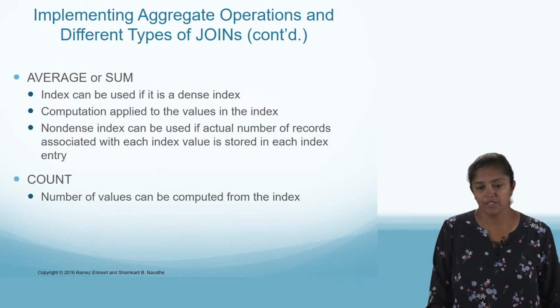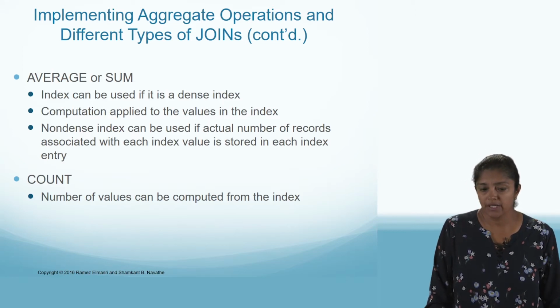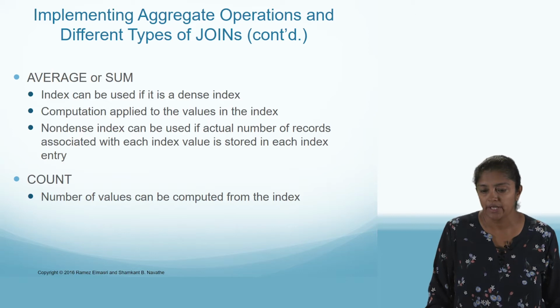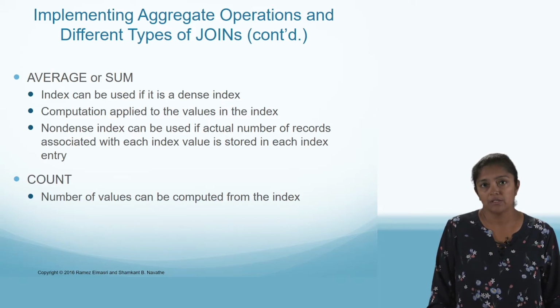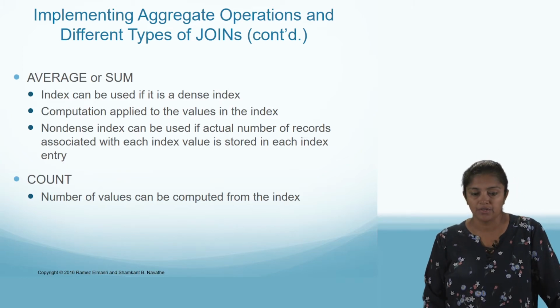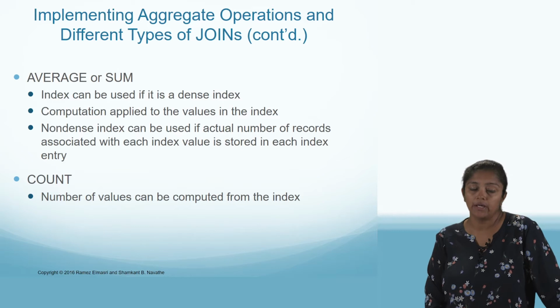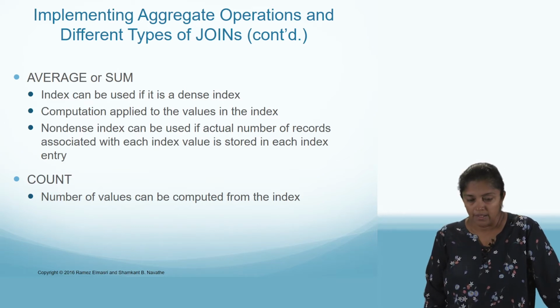Then there's average and sum. Again, indexes can be used if there is a dense index set. Depending on what kind of index is set for the table, the query processor behind the scenes will then use the appropriate method and determine these aggregations, like an average or a sum, or counting. If counting needs to be done, and if there is an index set for the attribute, then it's just computed using that index value.